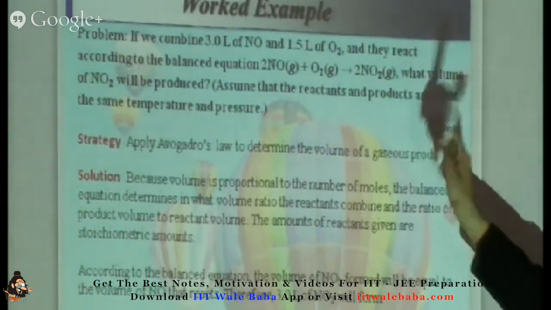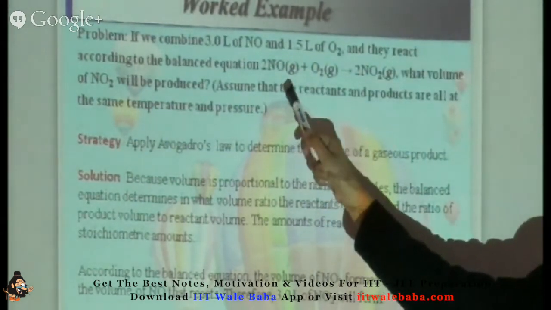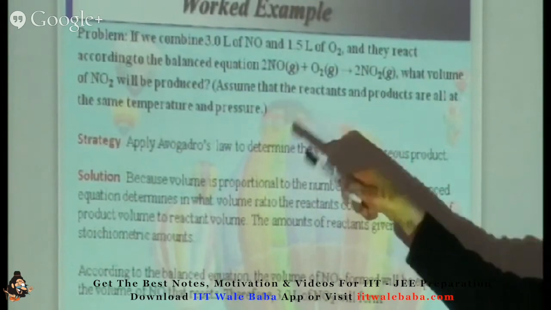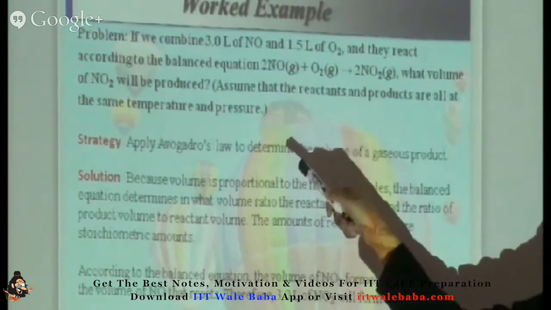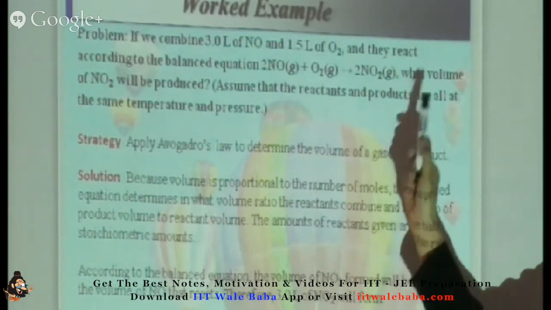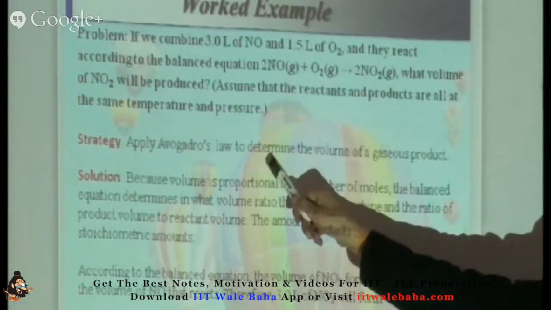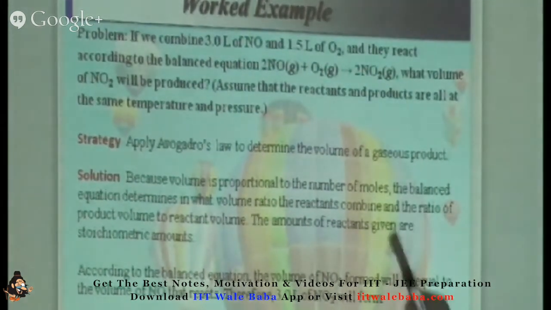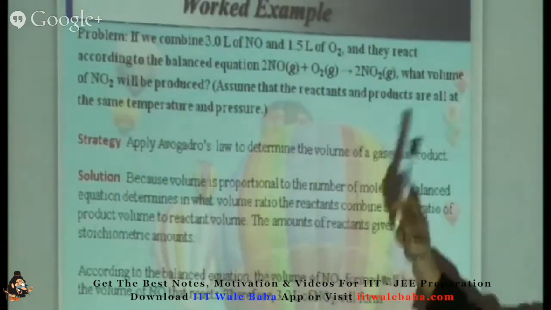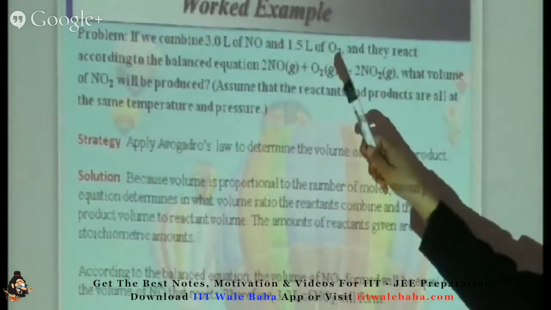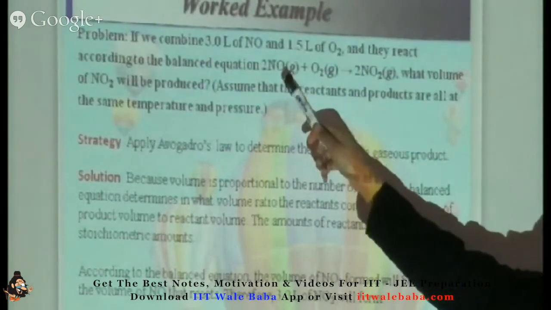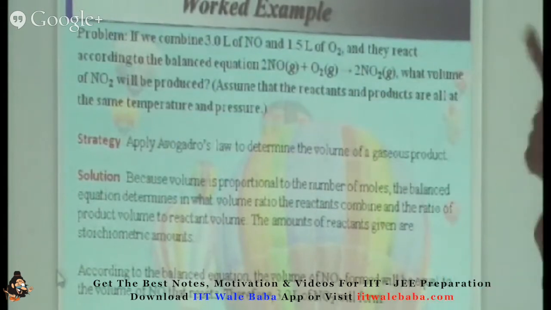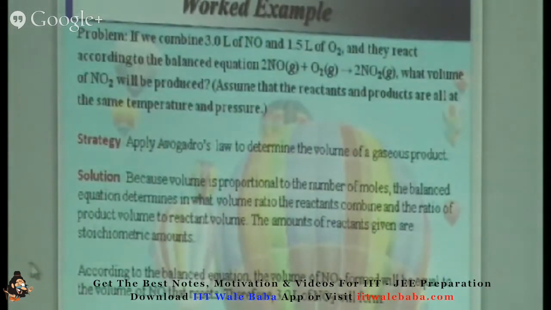So you see here, 2 moles of NO gives you how many moles of NO2? 2 moles of NO2. So what volume of NO2? Same volume. Whatever volume of NO you will use, you will get the same volume of NO2, right? The amount of reactants: sorry, 2 moles of this and 1 mole of this will give you this. So 2 plus 1, 3 moles of NO2, 3 volumes of NO2, right? Next.